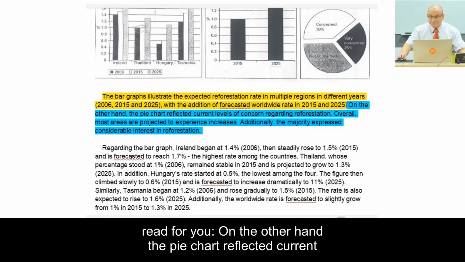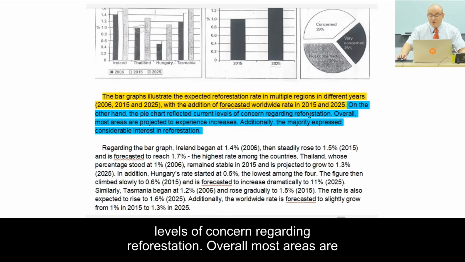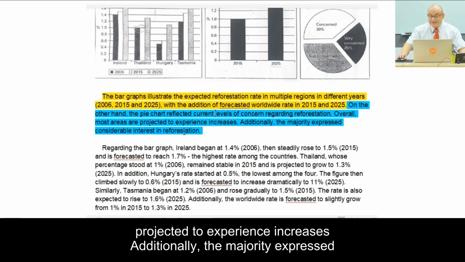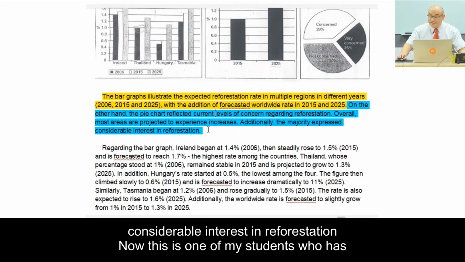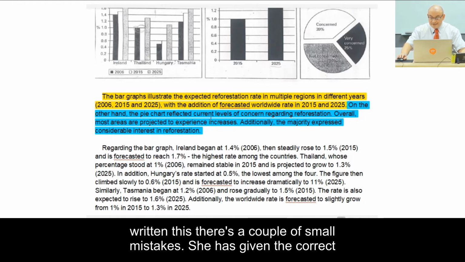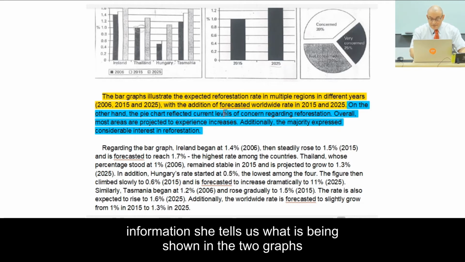Let me read for you. On the other hand, the pie chart reflected current levels of concern regarding reforestation. Overall, most areas are projected to experience increases. Additionally, the majority expressed considerable interest in reforestation. Now, this is one of my students who has written this. There's a couple of small mistakes. She has given the correct information. She tells us what is being shown in the 2 graphs.